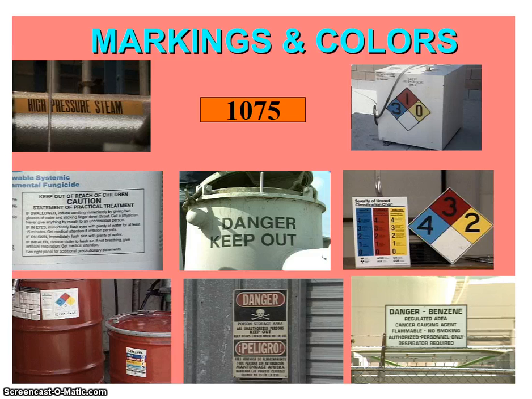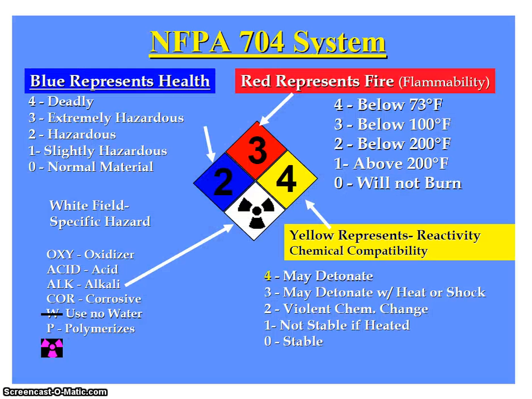We can look at markings and colors or their labels. We often see colors such as red for danger. The NFPA 704 system has the following colors. Blue is health, red is fire, yellow represents reactivity, and white is specific hazards.